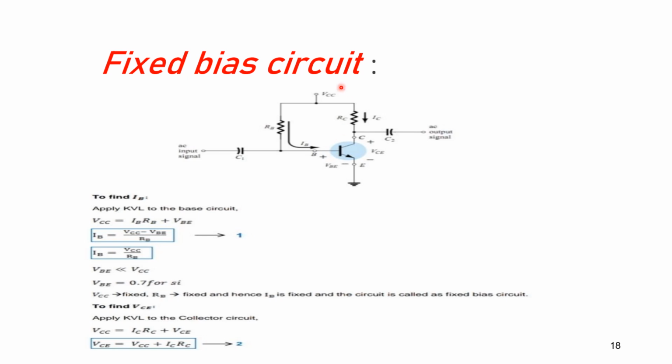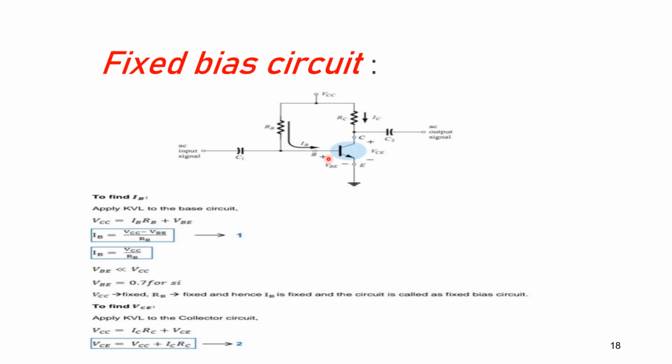For proper biasing, we need VCC. We applied the VCC DC voltage to fix the operating point. In the output loop, VCC is equal to ICRC plus VCE. For the input loop, applying KVL to the base circuit, VCC is equal to IBRB plus VBE, because we need to find out the stability factor S.